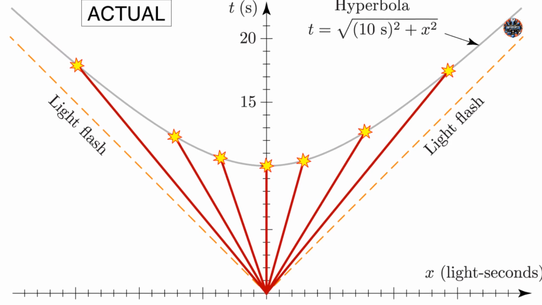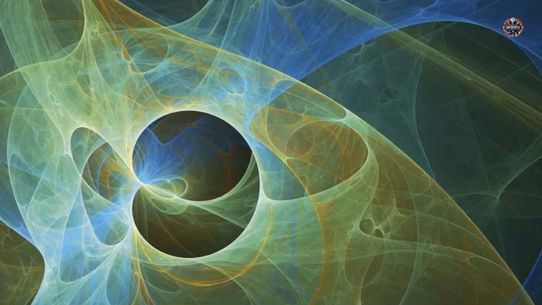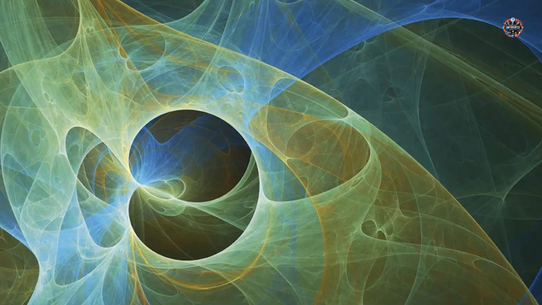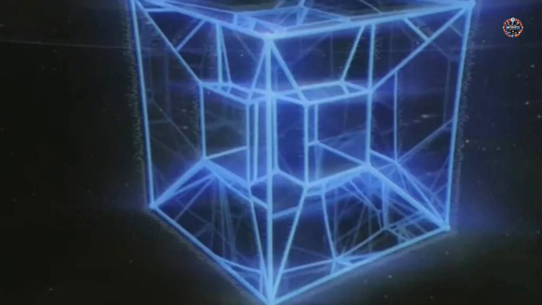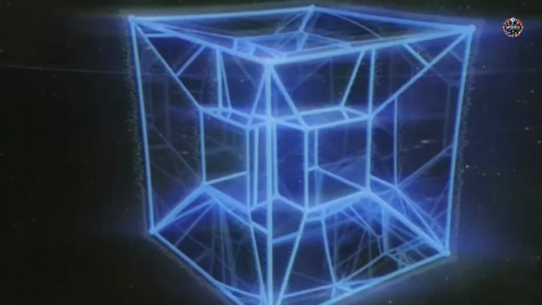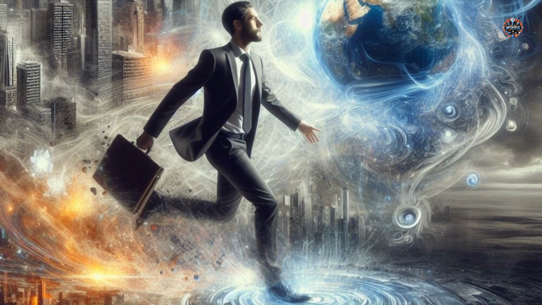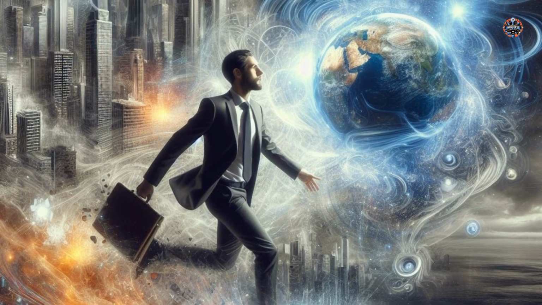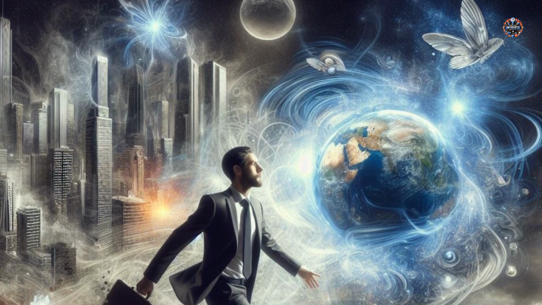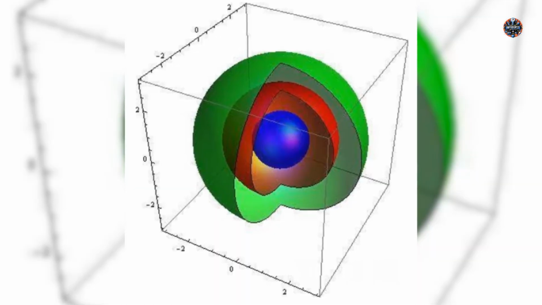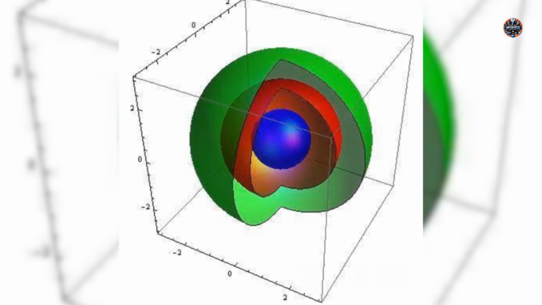Picture an ant walking on a flat newspaper. Now fold the paper and that ant can cross from one side to the other without realizing it moved through a higher dimension. This helps us imagine the 3rd dimension as something that can be folded, allowing movement between points in the 2nd dimension. But what about the 4th dimension? This is where things get interesting.